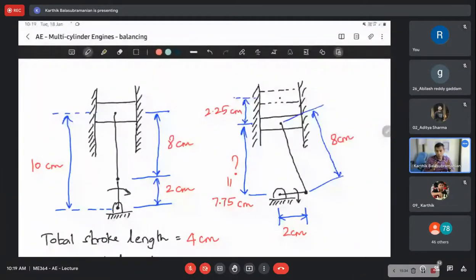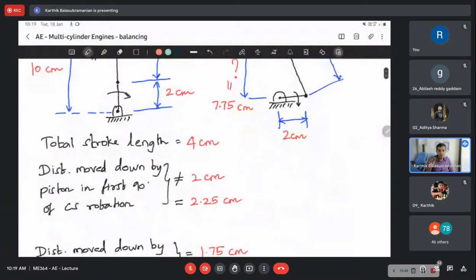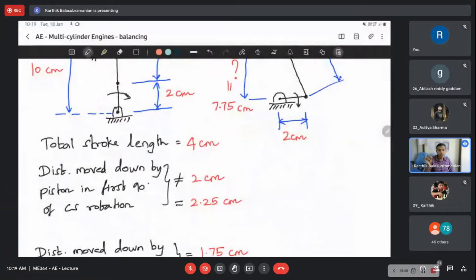So this is very important. Just carefully pay attention. So now imagine a full circle, okay? Now look at this, stroke length is 4 centimeter, that is total stroke length. But the distance moved down by the piston in the first 90 degrees of the crankshaft rotation is not 2 centimeter, it is 2.25 centimeter. That's what we discussed, right? And you're all clear why it is 2.25 centimeter, right? Does anyone have any doubt on that? How it is 2.25 centimeter and not 2 centimeter? I hope that is clear.